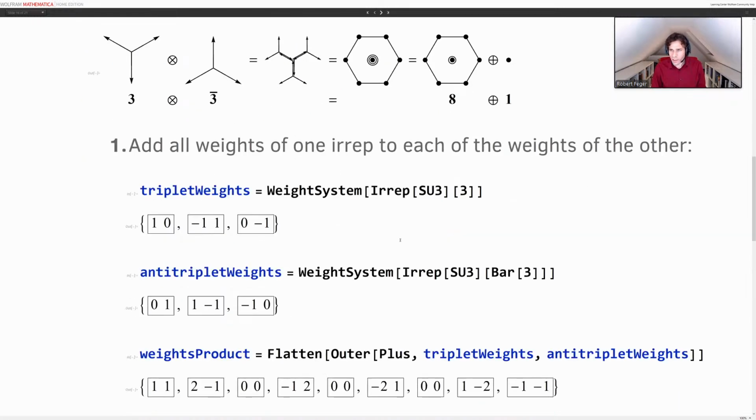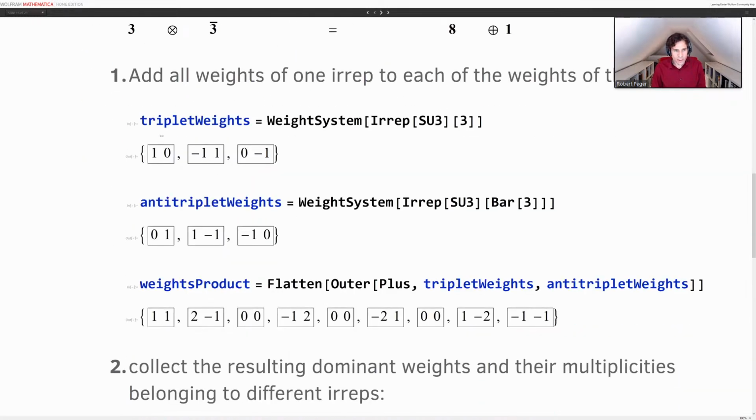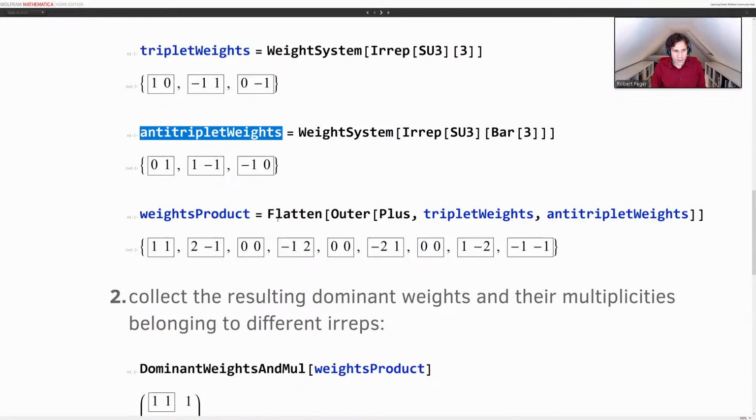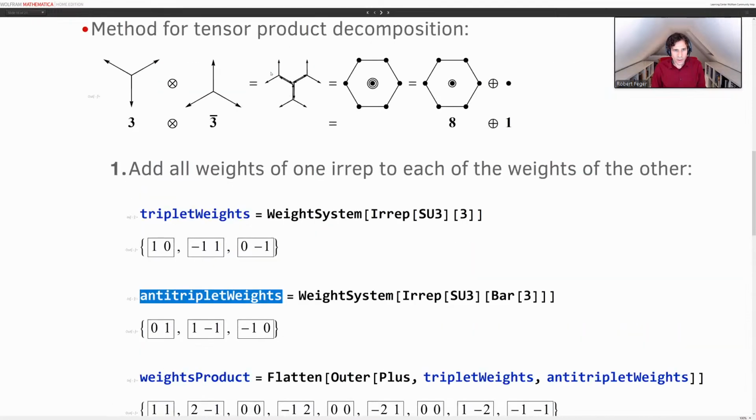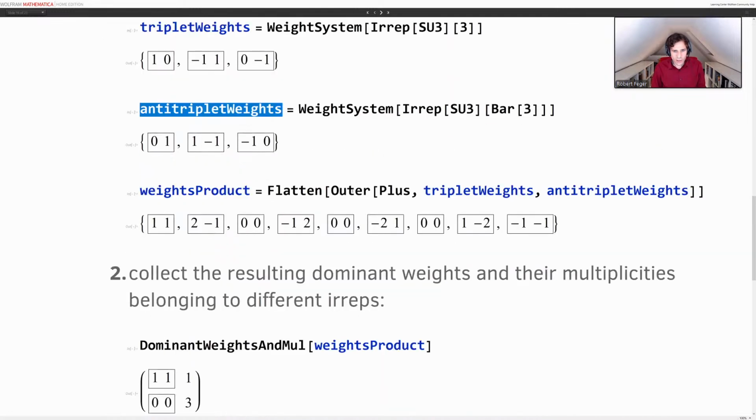How does this work in LieART? So let's take the weight system of the triplet, which is this here. Let's take the anti-triplet, and then we build this outer product here, which is indicated here, by just using Outer from Mathematica, and have these weight products. So this is the result of that.